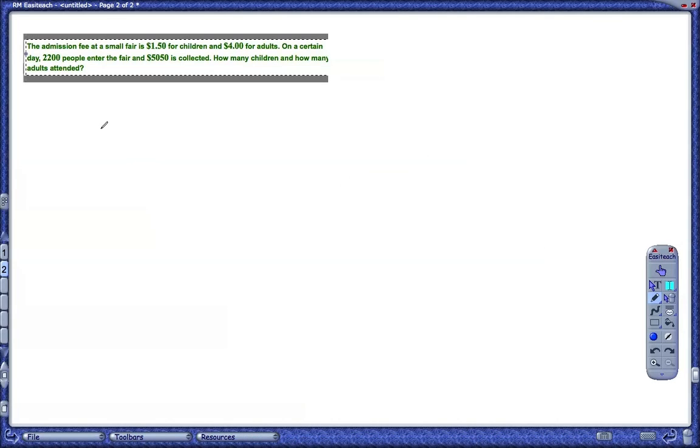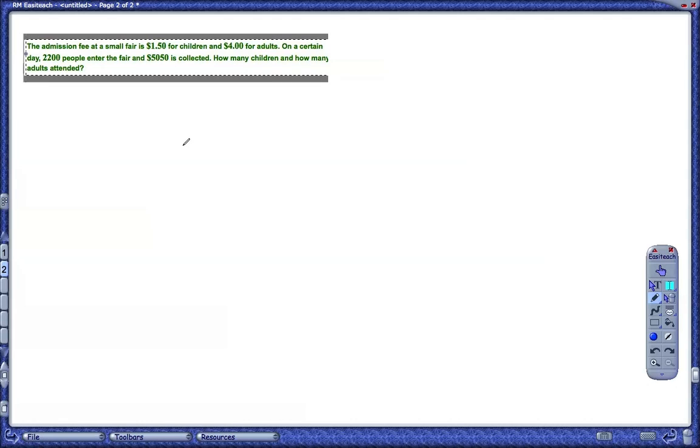Okay, today we're going to solve a system of linear equations word problem, and I'm going to show you how to set this up into two equations so we can use substitution or elimination on solving this. So the problem is the admission fee at a small fair is $1.50 for children and $4 for adults. On a certain day, 2,200 people entered the fair and $5,050 is collected. How many children and how many adults attended?